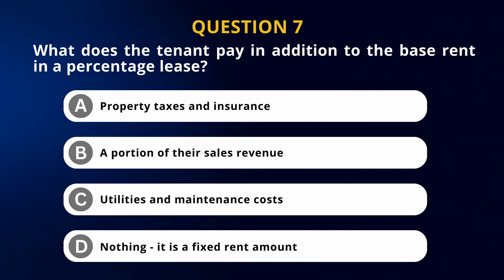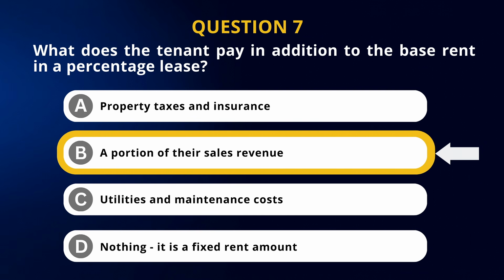Question number 7. What does the tenant pay in addition to the base rent in a percentage lease? Letter A, property taxes and insurance. Letter B, a portion of their sales revenue. Letter C, utilities and maintenance costs. Letter D, nothing. It's a fixed rent amount. And the answer? Letter B, a portion of their sales revenue.